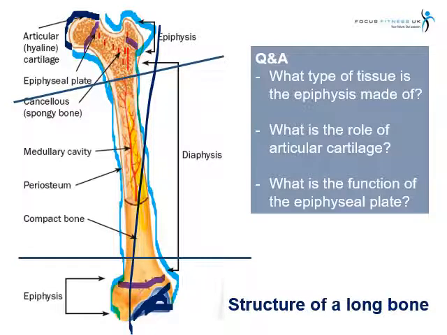So a couple of questions for you. What type of tissue is the epiphyses made of? What's the role of articular cartilage or hyaline cartilage? It's the same thing. And what's the role of the epiphyseal plate? So just pause it there, make sure you can answer those questions, and you can move on.